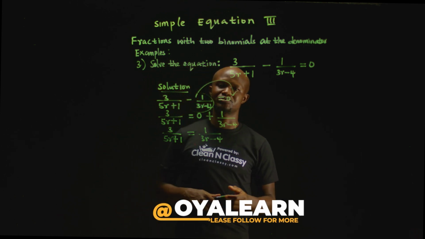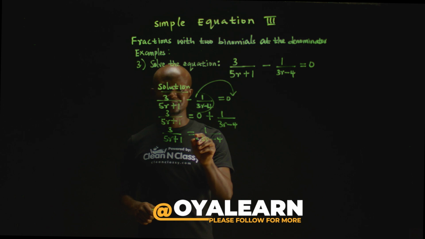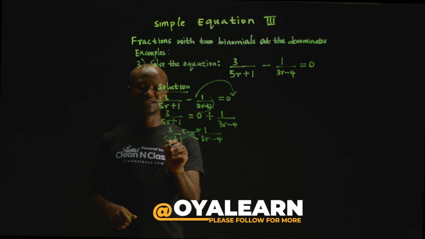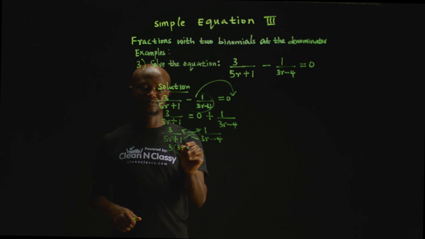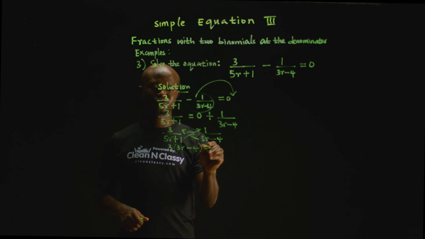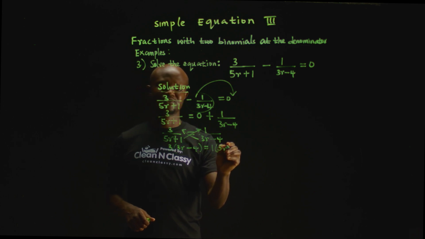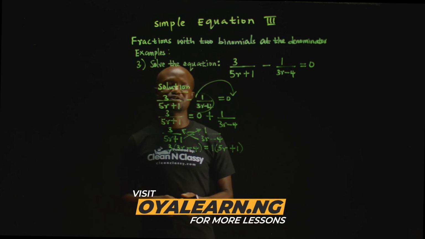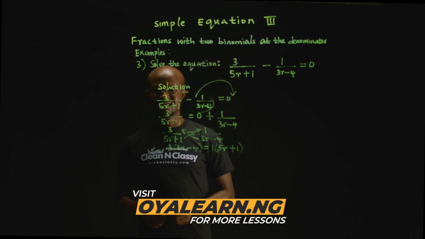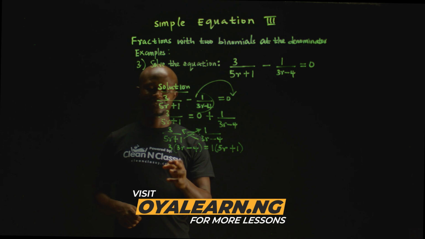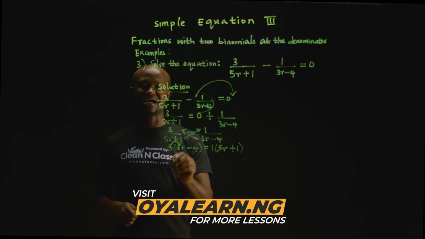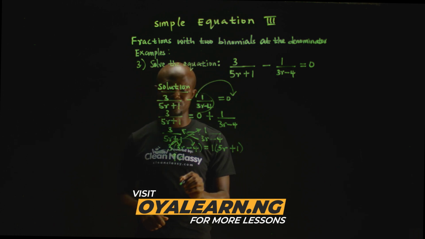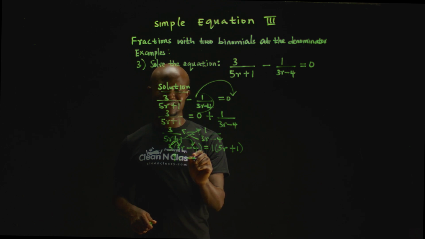So the next thing for us to do is to cross multiply. By cross multiplying, what do we have? We have 3 into bracket 3r minus 4 equals to 1 into bracket 5r plus 1. Now the next thing for us to do is to expand the bracket. Expanding the bracket, what are we going to have? 3 multiply 3r. What do we have? That is 9r. Then this same 3 we multiply minus 4. We have 3 times minus 4, that is minus 12.